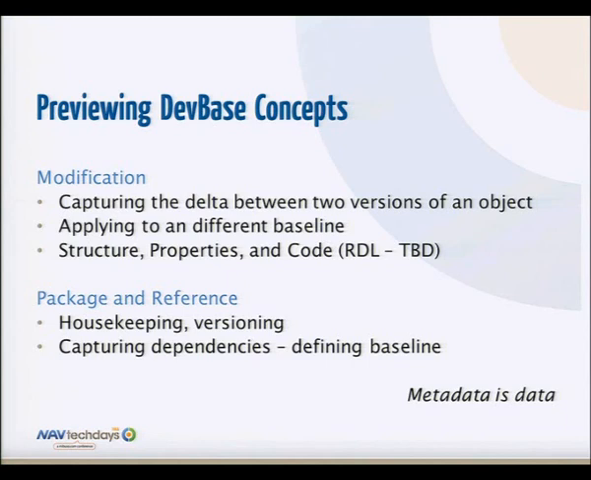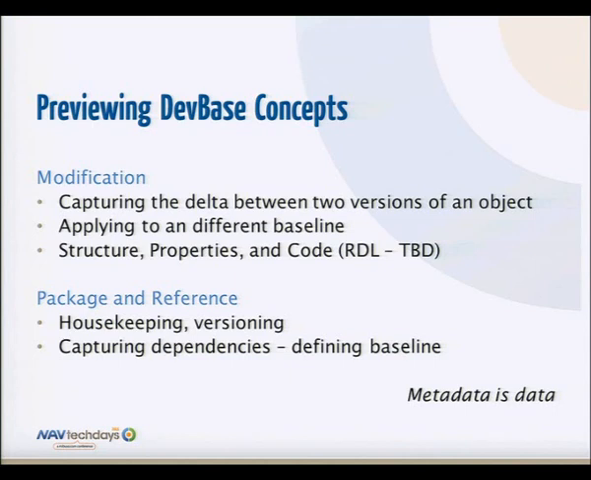And then we also previewed a few of the concepts inside of this internal DevBase tool. We saw modifications, and all that they are doing is really figuring out what's the difference between two versions of the same object. And as you saw, we can capture that and store it in a format that's very similar to any of the other object types that you know. And then we can take the modification and apply it to a different baseline, which is exactly what happened for Spain.